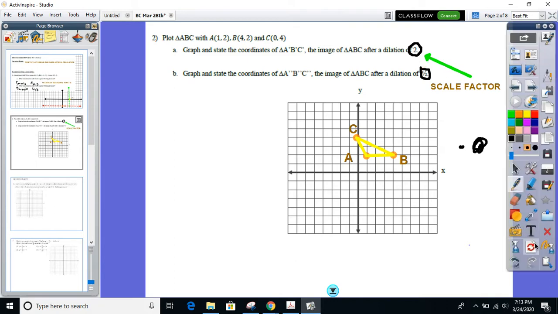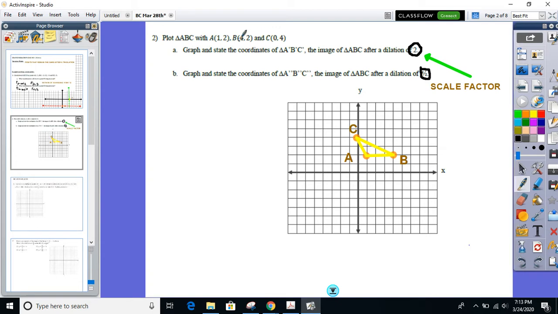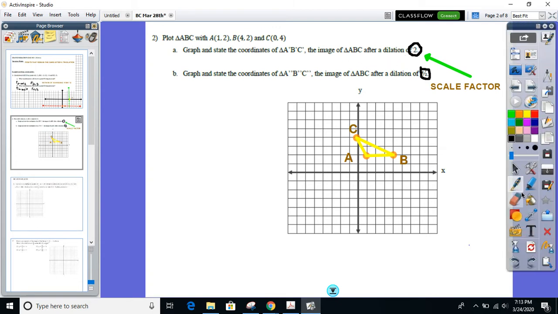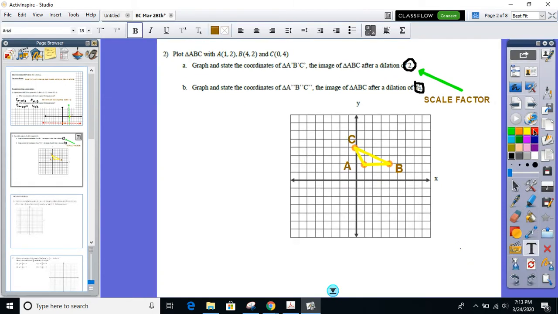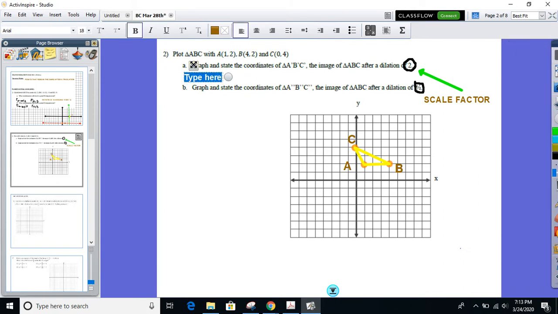Okay? It is possible to have a negative scale factor. I really don't want to get into what happens then, but it is possible. Okay, so we're going to have to dilate our points first by a scale factor of 2. So how do I perform a dilation? I don't know if you guys did these back in the middle school days, but plain and simple, if you want to do a dilation, you multiply your x and your y coordinate by the scale factor. So our scale factor in part A is 2. So I'm going to multiply every single x and y coordinate by 2.